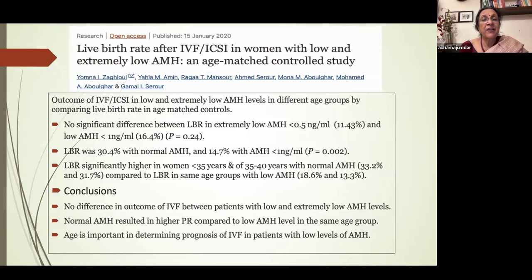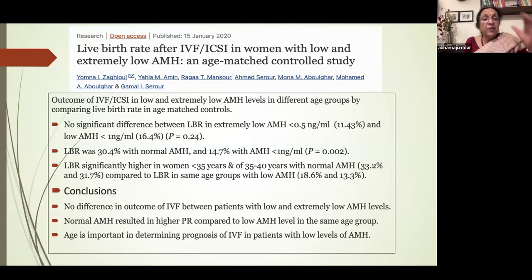Here, there was outcome of IVF ICSI in low and extremely low AMH levels in different age groups by comparing live birth rate in age-matched control. So they took 30 for 30, 35 for 35, and 40. No significant difference between live birth rate in extremely low AMH and low AMH. So extremely low was less than 0.5 and low was less than 1. There was no significant difference when they matched age-matched controls.